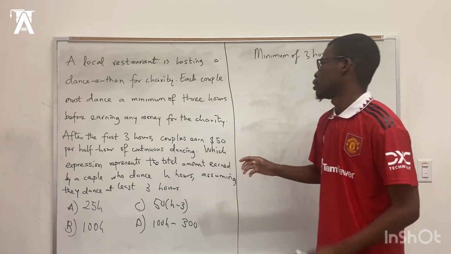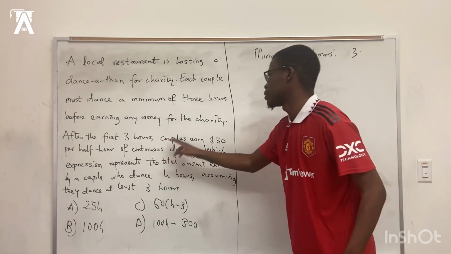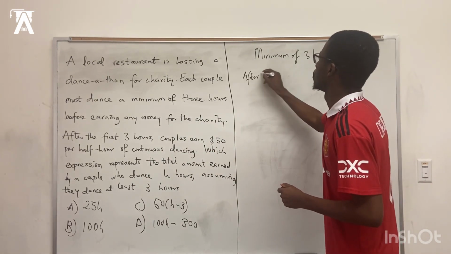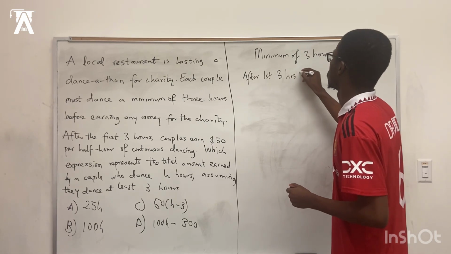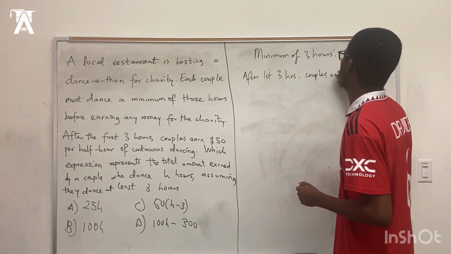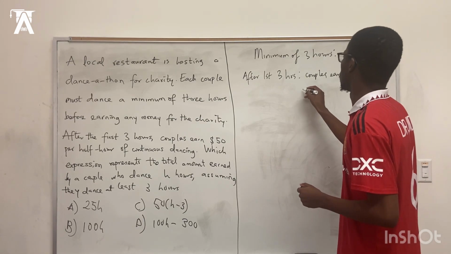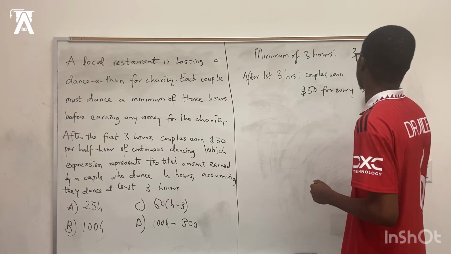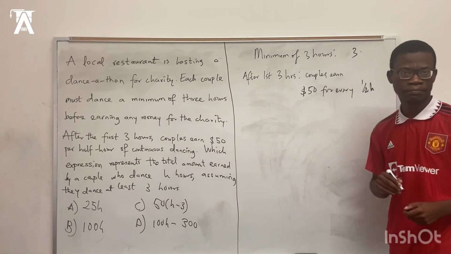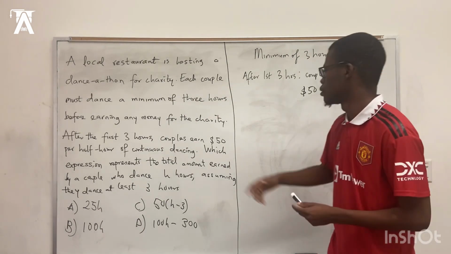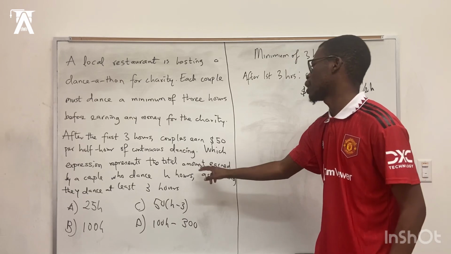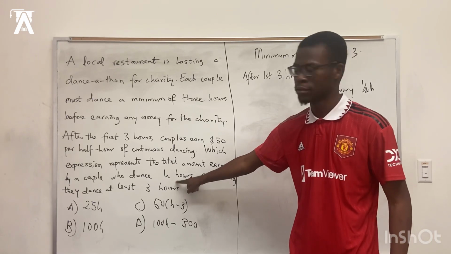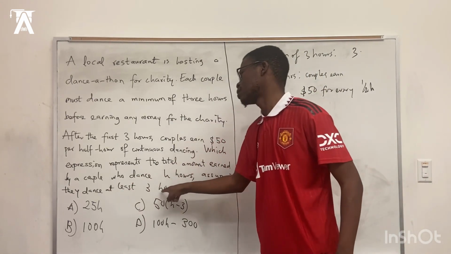So let's write that down. After the first 3 hours, couples earn $50 for every half hour. Now, what's the question? Which expression represents the total amount earned by a couple who dances 8 hours? Assuming that they dance for at least 3 hours.